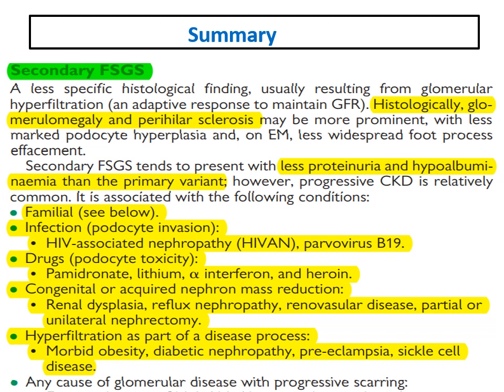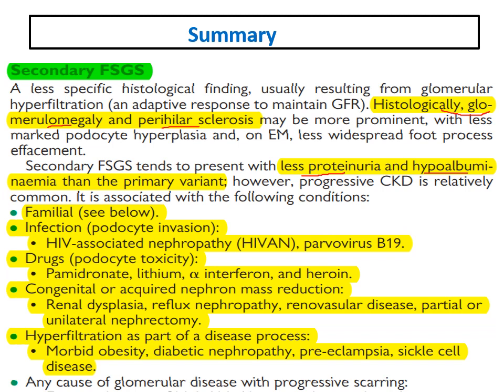In secondary forms of FSGS, it is usually the perihilar variant, characterized by glomerulomegaly and a less severe clinical picture, with less proteinuria. Hypoalbuminemia is usually less, and the albumin is usually not affected as much as in primary cases.